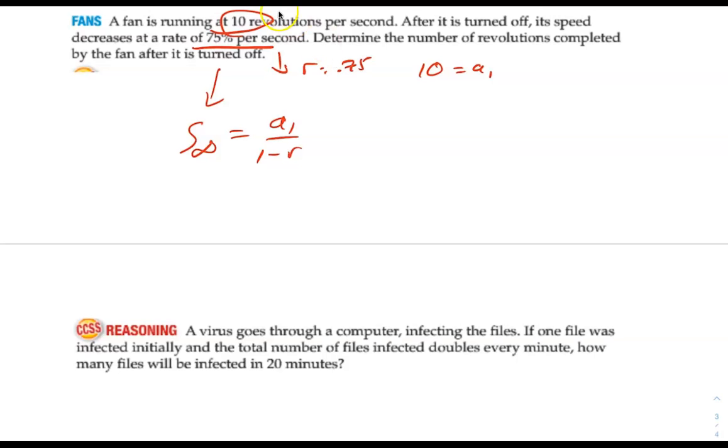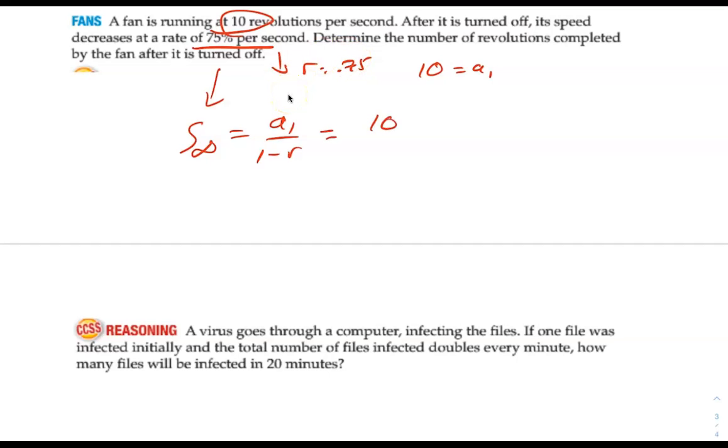That's all this is. You're saying, hey, we're starting at 10 revolutions per second. That's when we're starting. I turn the fan off until it stops. So it's going on forever. And then every single time I do the 75, it decreases at a rate of 75%. So you only get to keep 75% of your value. So that's your R. So we just plug it in.